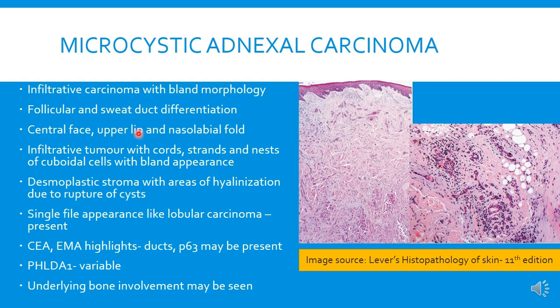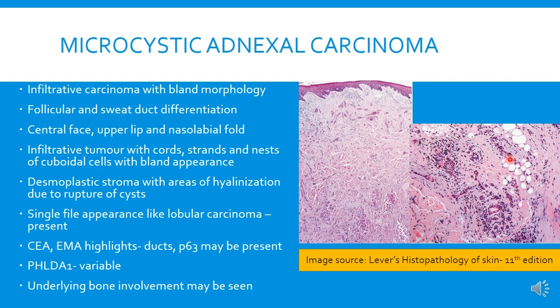It is a tumor with follicular and sweat duct differentiation. It is present in the central face, upper lip, and nasolabial fold. Histopathologically, it is an infiltrative tumor with cords, strands, and nests of cuboidal cells with bland appearance. You see that there are these nests of bland ducts, which have a relatively bland appearance, but are irregular and infiltrating into deep dermis and subcutis. And if you look at the stroma, it is desmoplastic with areas of hyalinization.